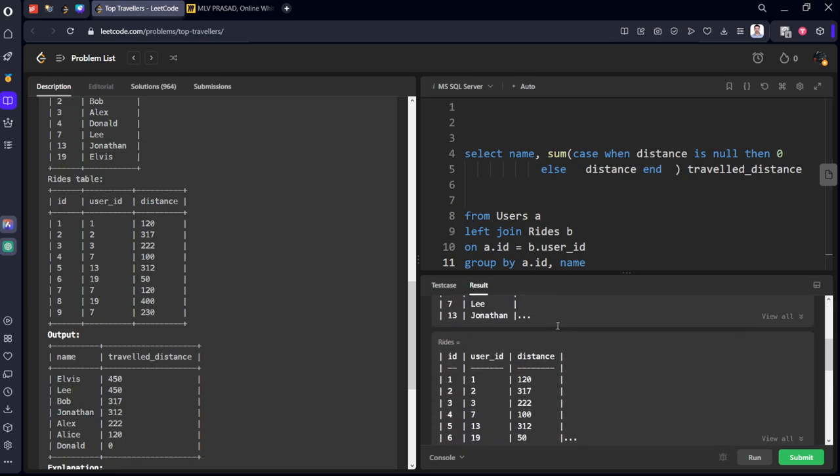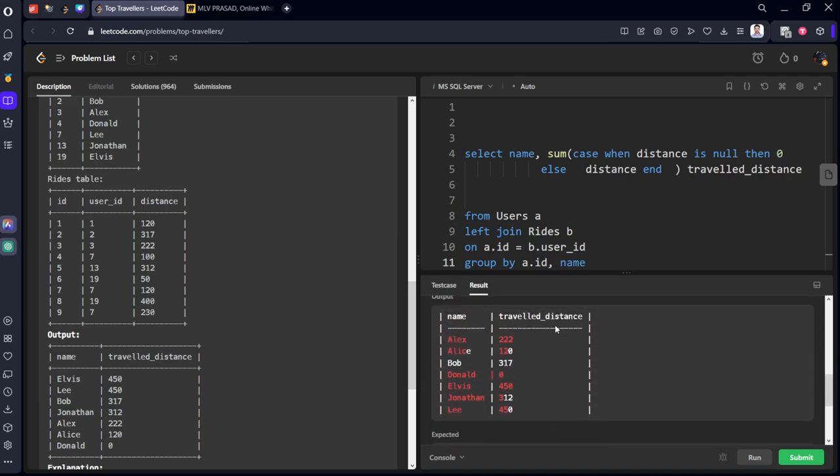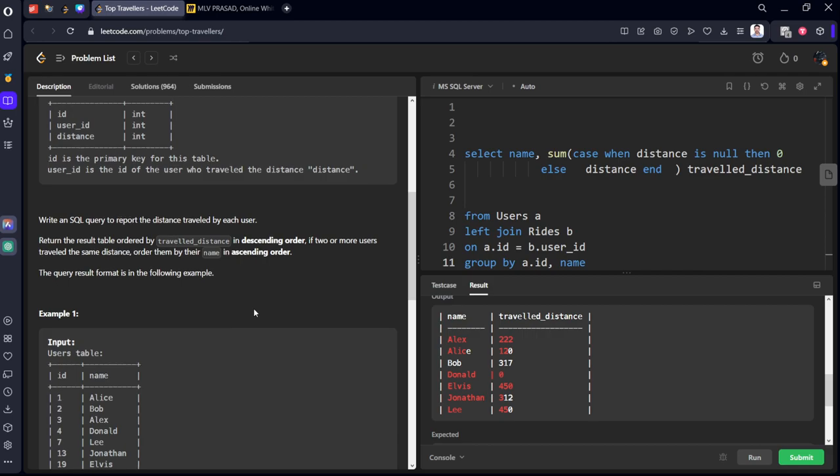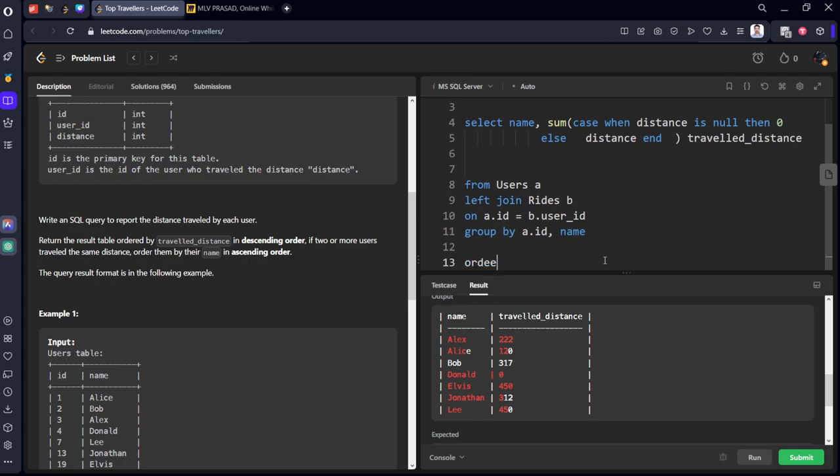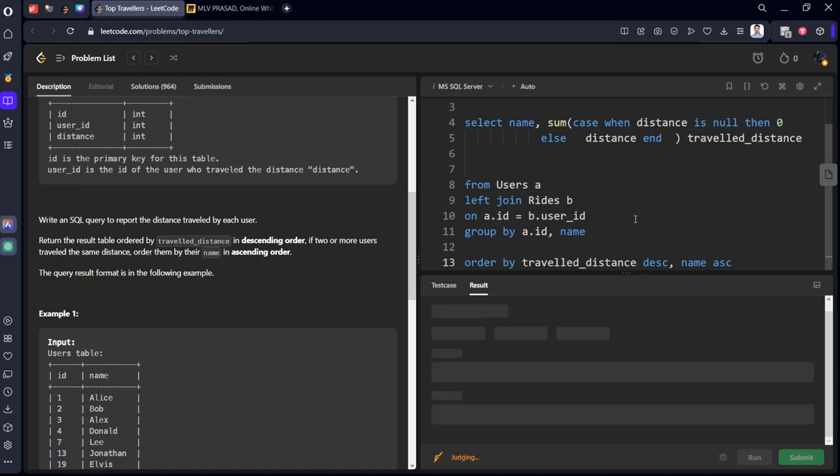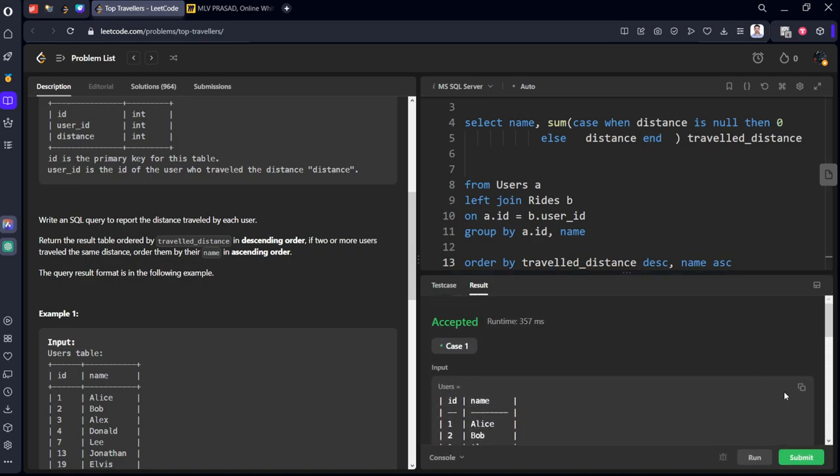Okay, it is showing wrong answer. Why is it saying that? Did they give any order by condition? Okay, they have asked for the traveled distance in descending order and also name in ascending order. Let's keep that. Order by traveled distance descending and name ascending. Yes, accepted. Let's submit it.